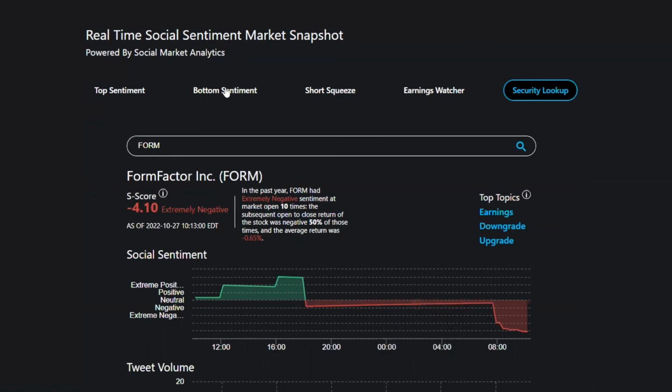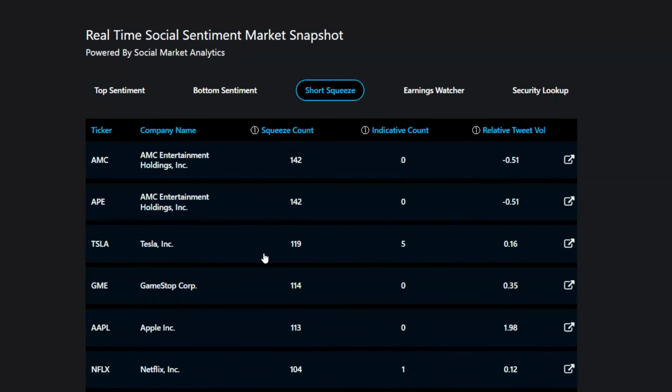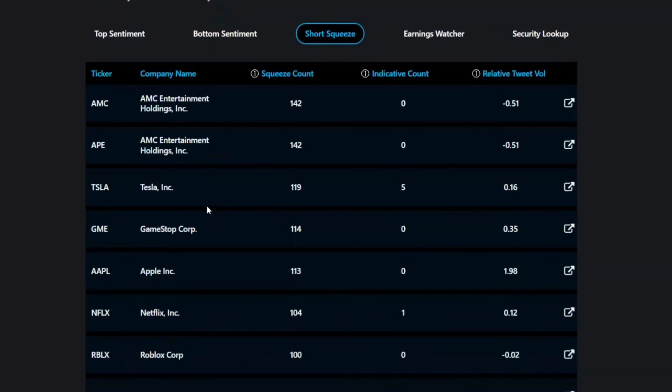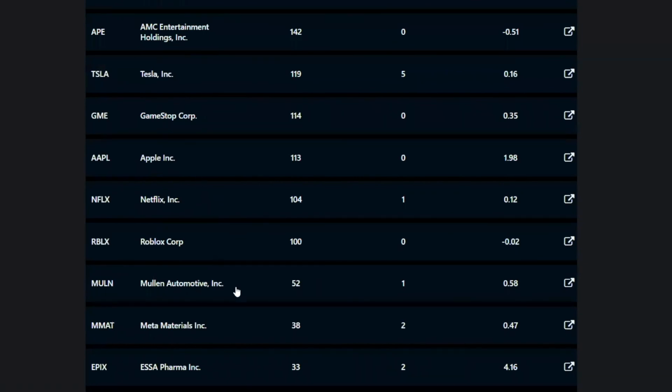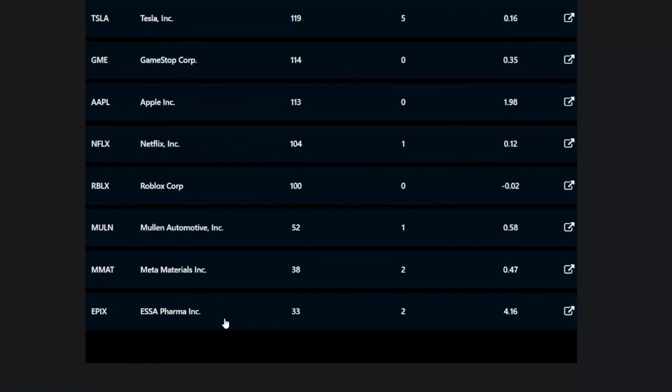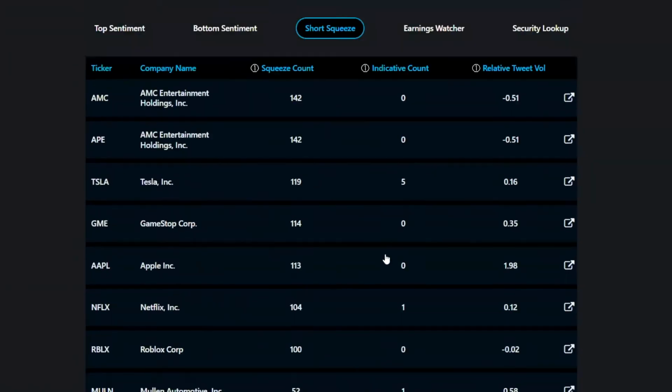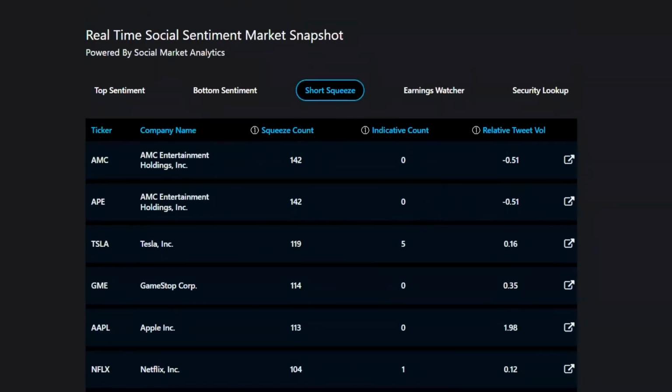So top sentiment and bottom sentiment is a real-time monitor of the most positive and negative sentiment securities, short squeezers, securities that are having a large short squeeze conversation. And you're going to get Tesla, Apple, and GameStop, Netflix, Roblox. Here you've got MUL Automotive, Meta Materials, and ESSA Pharma. So these are some good examples that you can go in and trade on today.